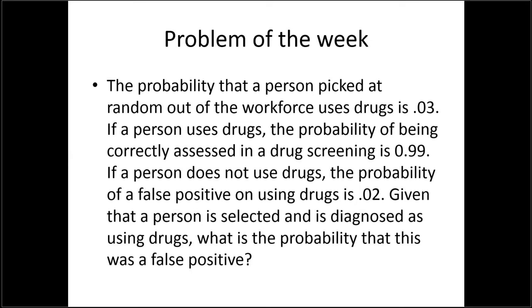Okay, the problem that I want you to think about throughout this lecture is this drug testing problem here. The probability that a person at a certain company uses drugs is 3%. The probability of a true positive is 99%. The probability of a false positive is 2%. Given that we select a single person and they're diagnosed as being a drug user, we want to know what's the probability that it was a false positive. It may seem like an obvious, easy answer of 2%. It's not. So stay tuned and you'll understand why.